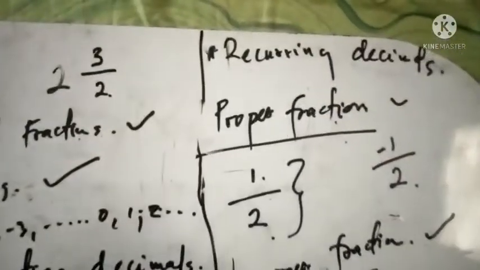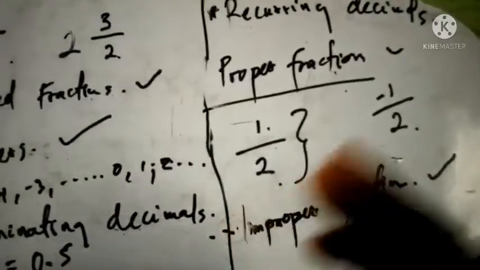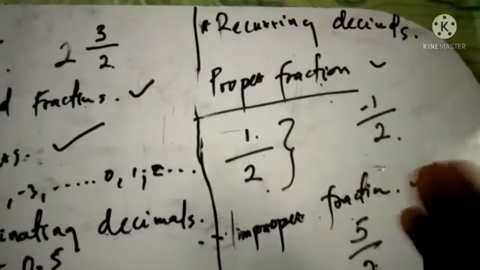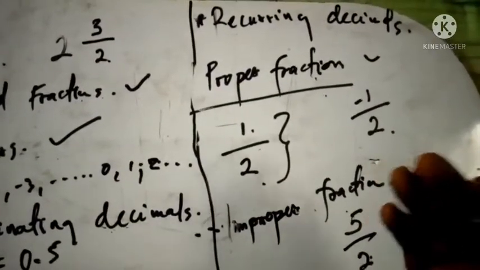So what is a recurring decimal? It is something that keeps on repeating itself. Is that okay? Something that keeps on repeating itself. That is what we call a recurring decimal. So okay, let me take this one out.